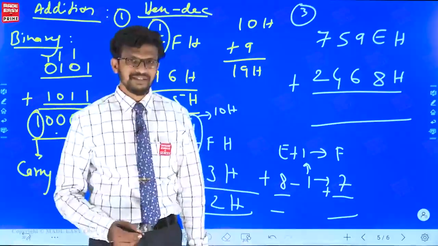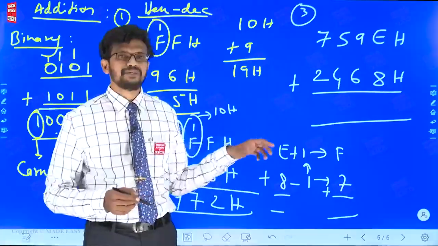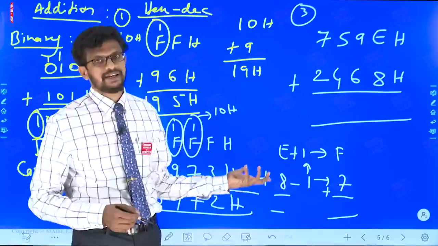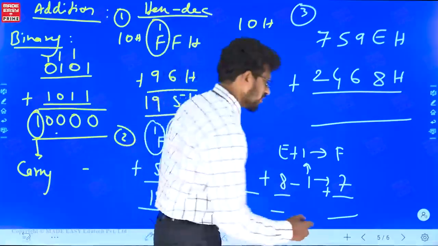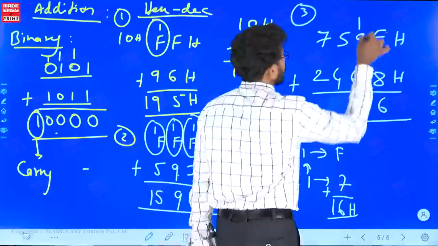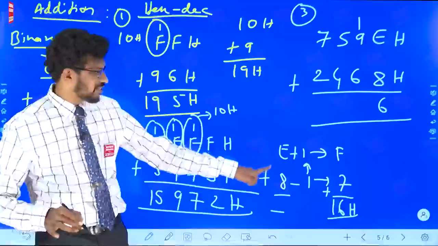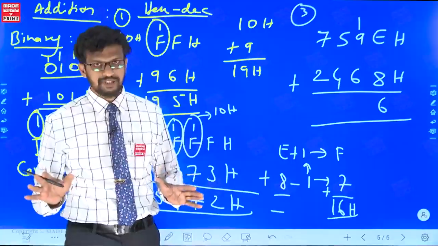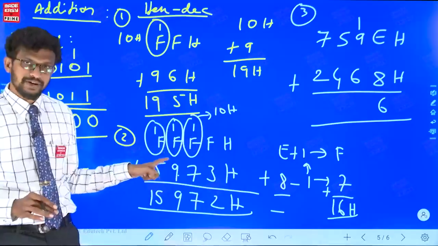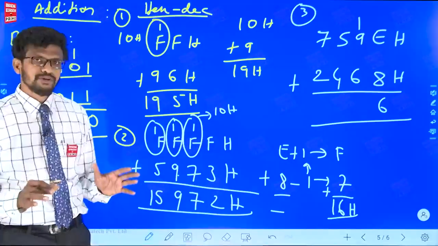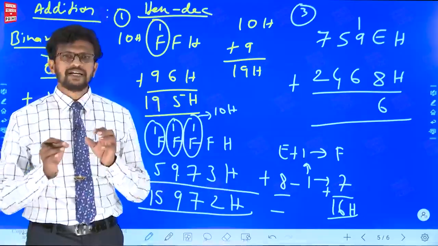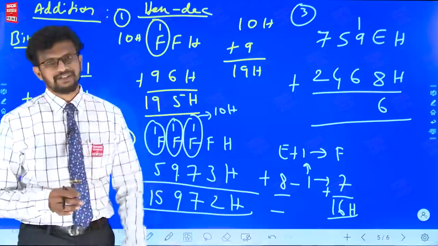Why did I do it like this? In order to make the problem easy. So wherever E is present, you can read it as F plus 7. So what is the answer for F plus 7? 16H. So this is 6, 1 carry. Don't apply this concept for all hexadecimal numbers. It is only with respect to E, and the other shortcut is with respect to F, not for all. So for the remaining data, you solve as per decimal only, but the final conversion should be done in hexadecimal form.